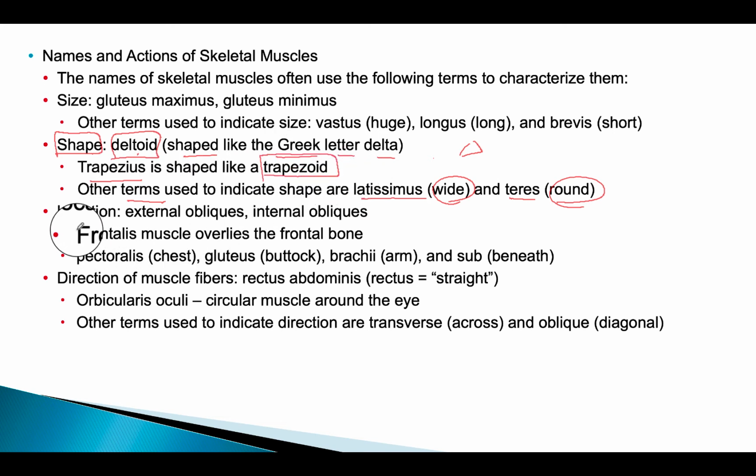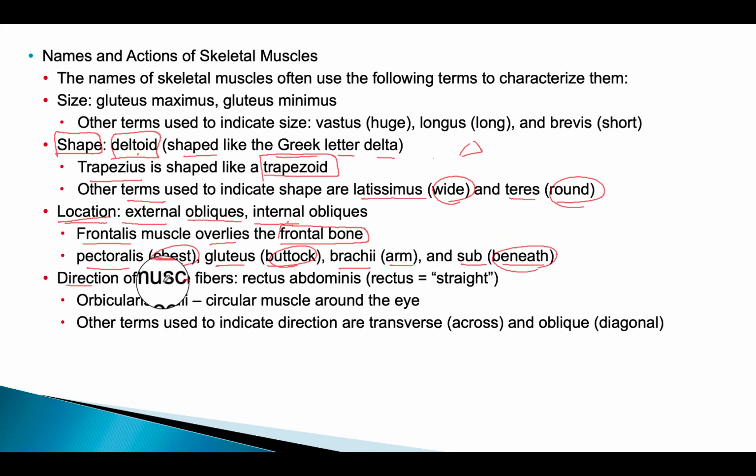Location is also one that matters here. So where are they actually located? Are they located outside or inside? External obliques: the muscle fiber is running at an angle. Internal, meaning inside, internal obliques. Frontalis overlies the frontal bone, so this is named after the bone as well. Pectoralis, your chest. Gluteus, once again, the buttocks. Brachii, meaning arm. Sub, meaning beneath or underneath. So those are the locations.